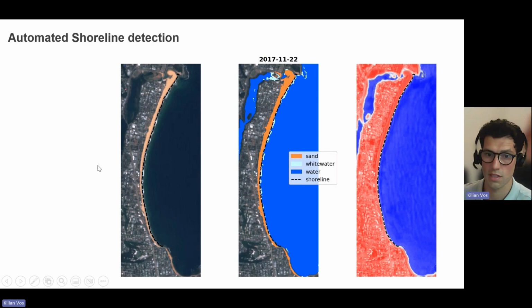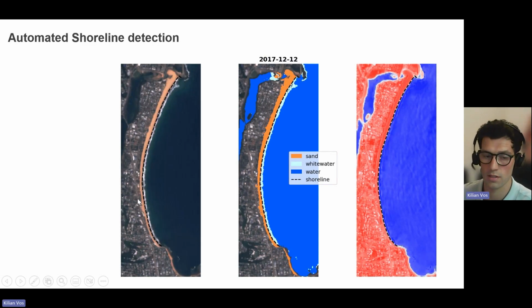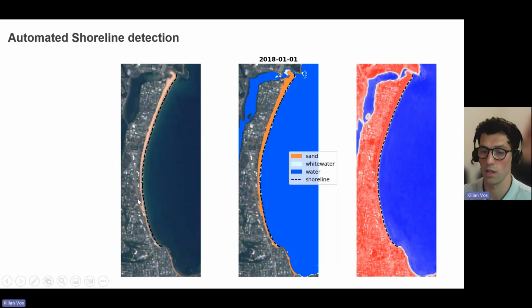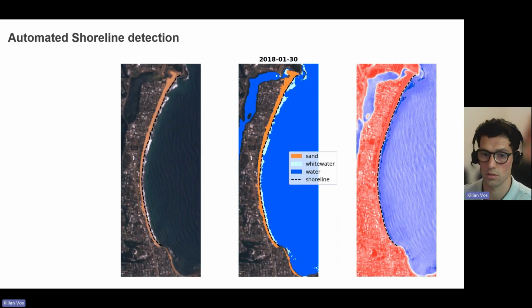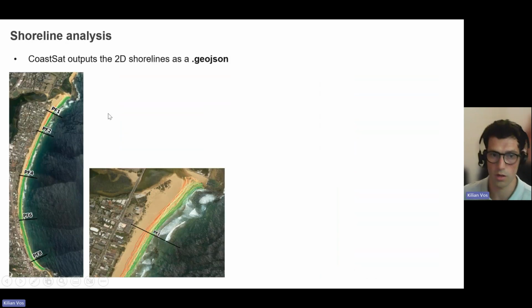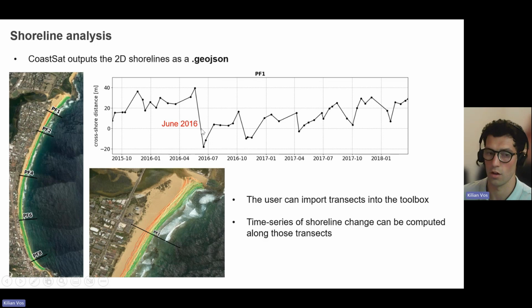Now the processing. Once you have all the shorelines, they're 2D, so we need to convert them to time series. This is also done in the toolbox. You can create some cross-shore transects along your beach and then extract a time series of cross-shore change along that transect. Here, for example, we can see the impact of that 2016 storm, where about 60 meters of shoreline were lost, were eroded.